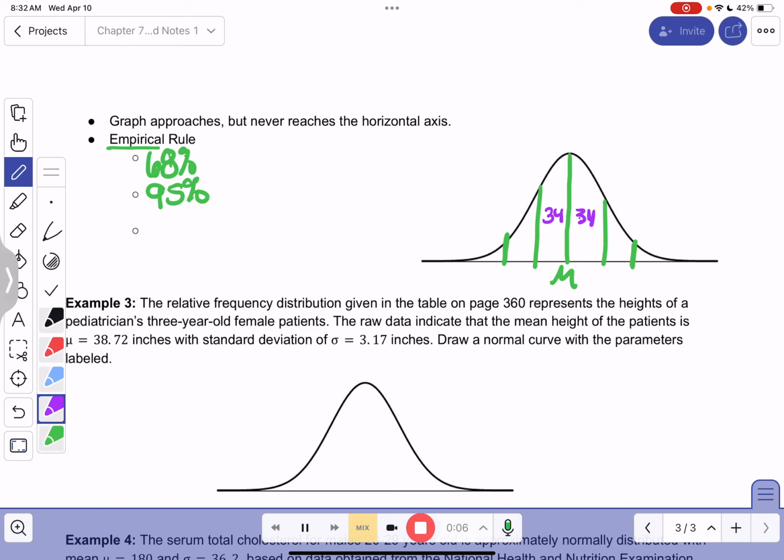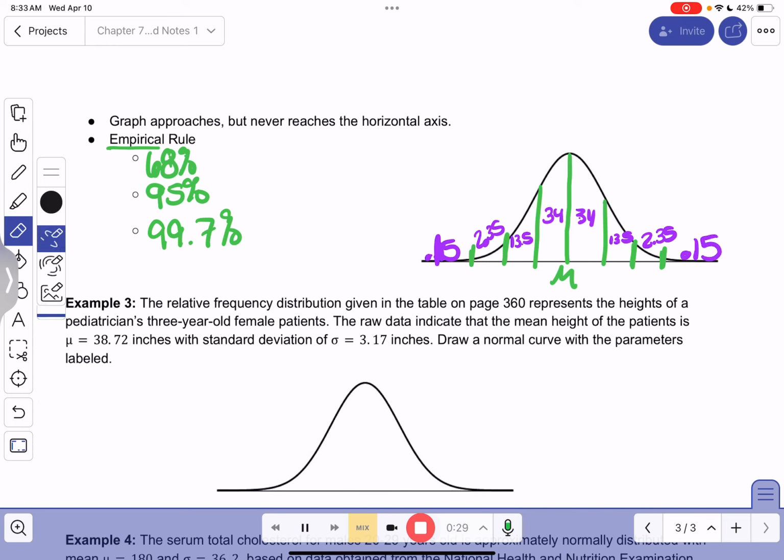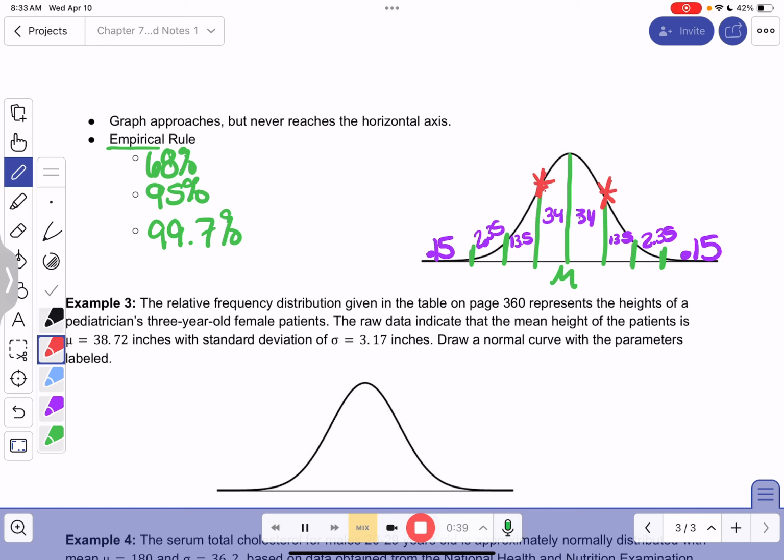So if we keep going, this is 13.5 and 13.5. And then within 3 standard deviations, you have 99.7% of the data, which would make this 2.35. And then outside of that 3 standard deviations, you have 0.15% on each side. So those percents, again, we're talking about people, so it's not perfect, but those percents can help us make predictions based on data. And then we'd put our inflection points right there.